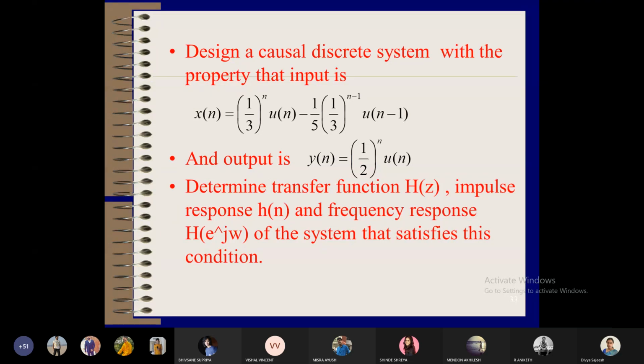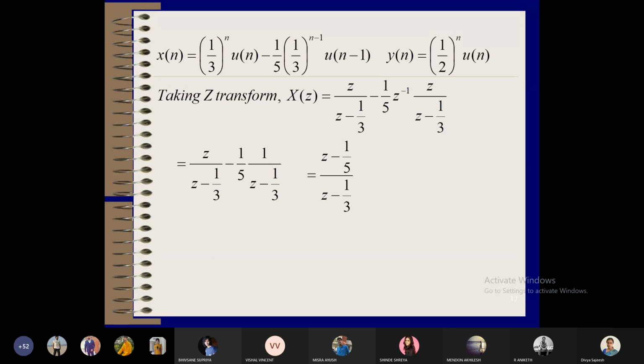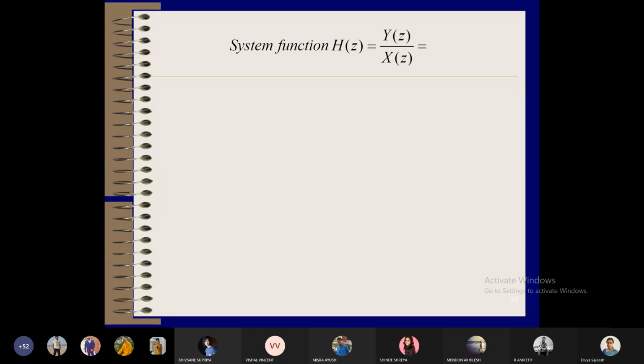So first one is the transfer function. You have to obtain H(z). For that you need Y(z) by X(z). So let us obtain Y(z) and X(z) separately, and you have to take the ratio. Applying the z transform to the input equation, you will obtain X(z), and by applying z transform to the output equation, you will obtain Y(z). Okay, so output by input, you will obtain H(z).